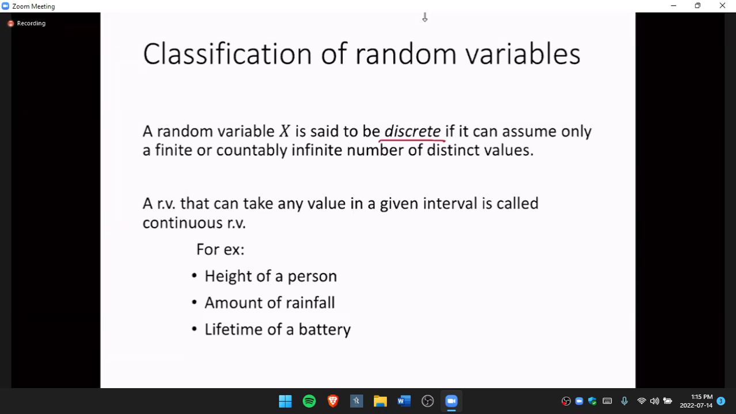I hope you know the difference between discrete and continuous, right? If it is a discrete random variable, how can we identify it? It can assume only a finite or countably infinite number of distinct values. Anyway, what you need to remember is that if it is a discrete random variable, it can be counted. It's a countable one.